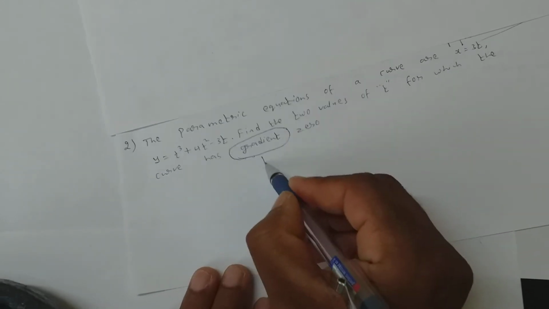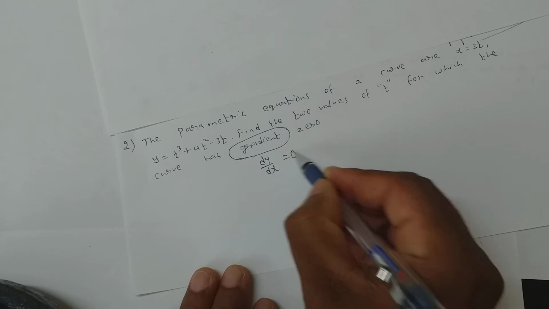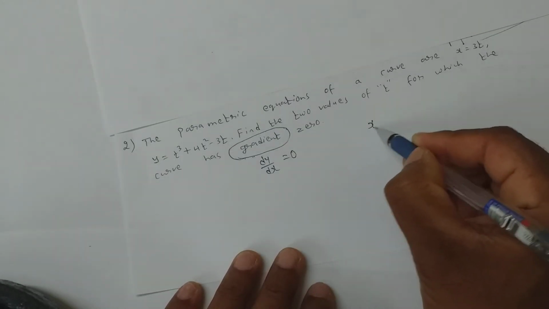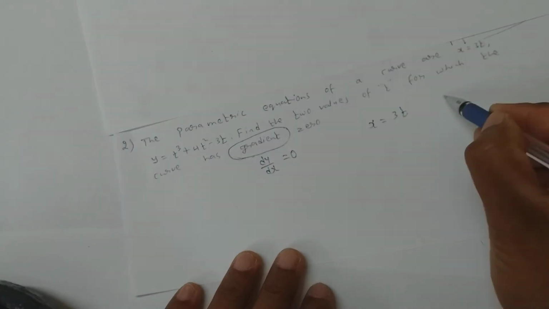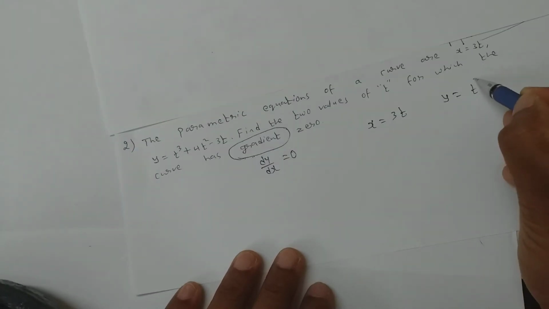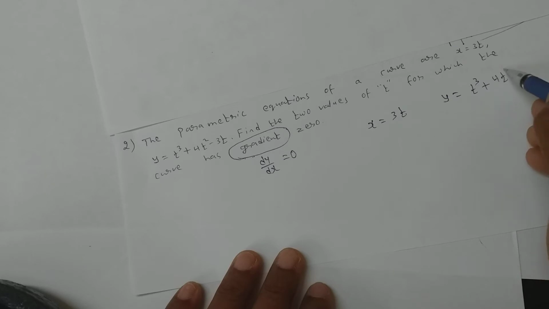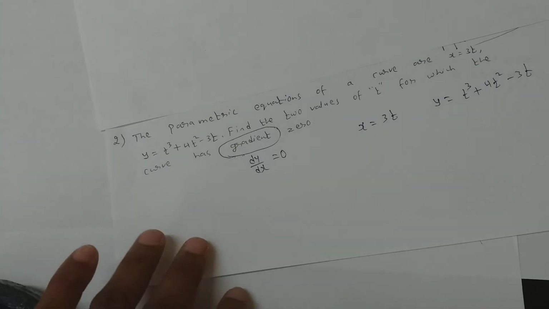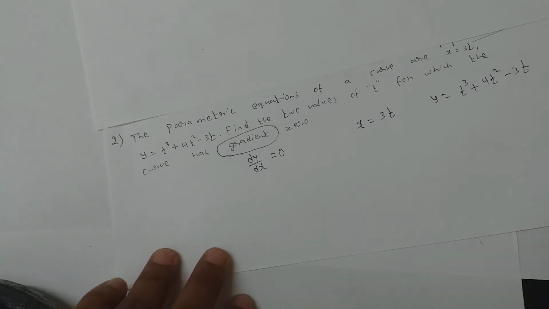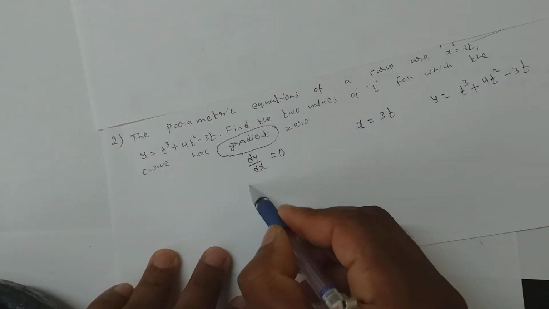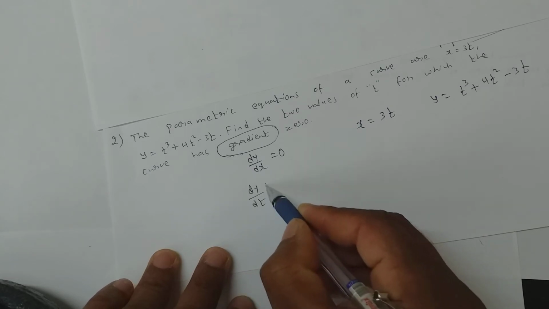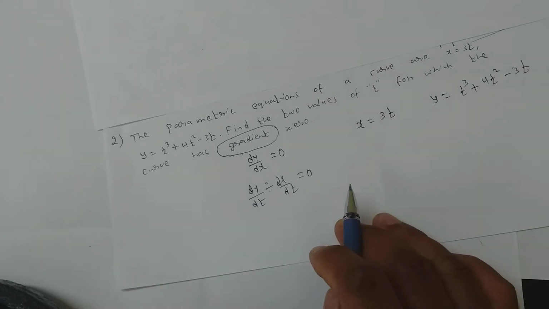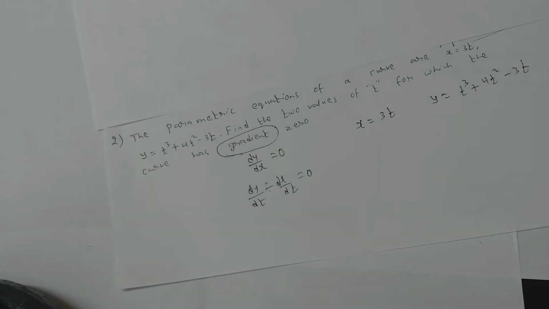Gradient means dy by dx should be equal to 0. Clear? x equal to how much is it given? 3t. And y equal to t cube plus 4t square minus 3t. So it's given in terms of some other letter t. So dy by dx is nothing but dy by dt divided by dx by dt. Equate it to 0, you will get the values of t.